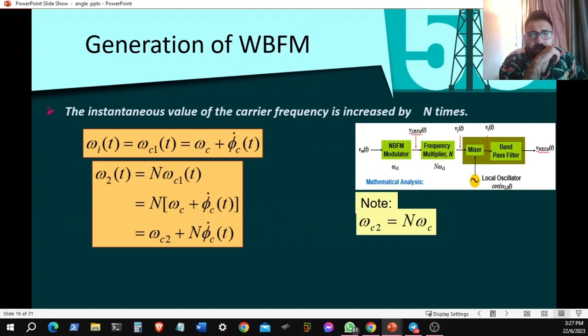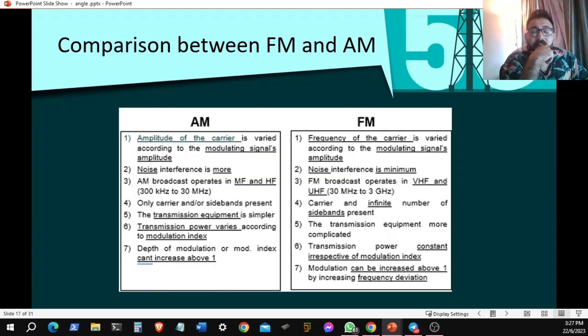And now let's talk about the generation of WBFM. The instantaneous value of the carrier frequency is increased by n times, which is the multiplier, because we will manipulate the value. So the equations will be as follows. ω_1 equals ω_C1 equals ω_C plus the derivative of φ(t). And ω_2 will be shown as follows. And now there is a very important point, which is the comparison between FM and AM, as shown here in the table.